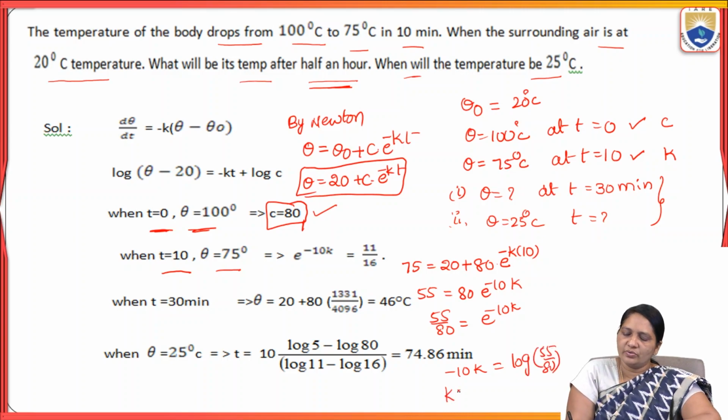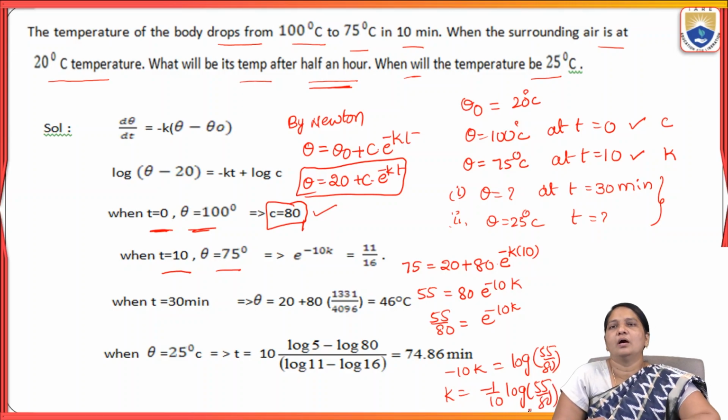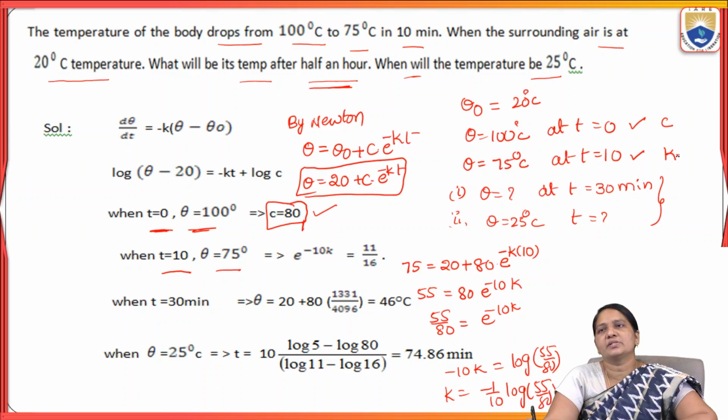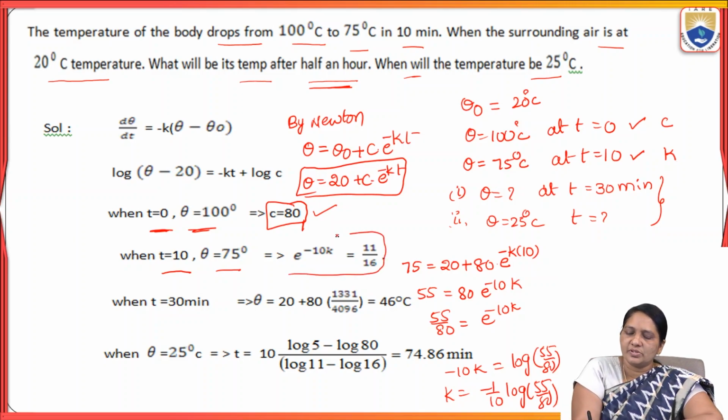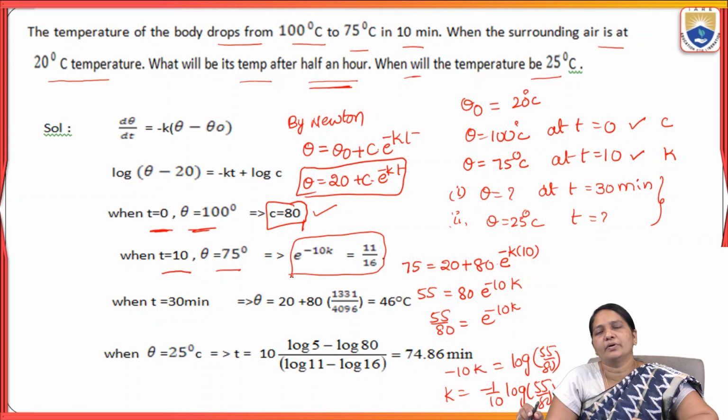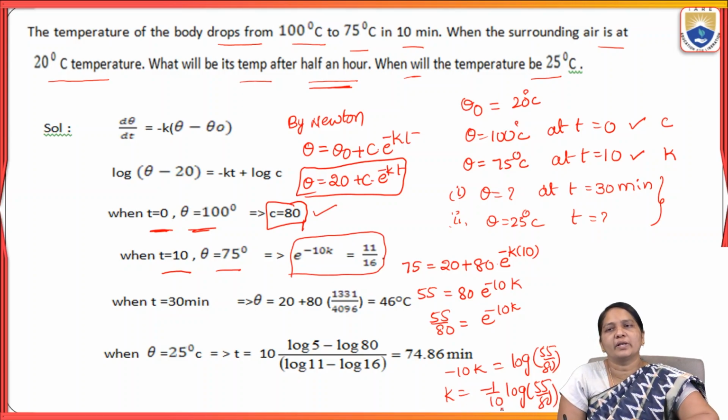So what is the k value? k value equals minus 1 by 10 log 55 by 80. This is the k value. So from the second condition we calculate the k value also. Here, otherwise you can keep it as it is, e power minus 10k equal to 11 by 16. Otherwise you can take k equal to minus 1 by 10 log 55 by 80. So when you are using the calculator we can write the final value also. So up to now we calculated C and k.